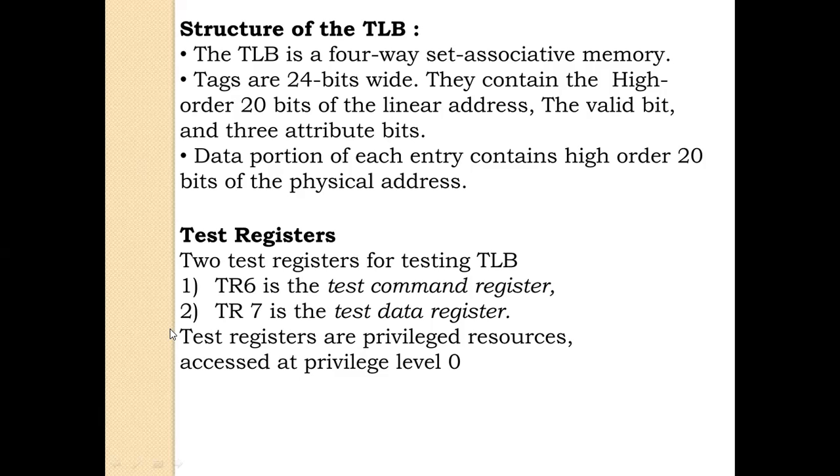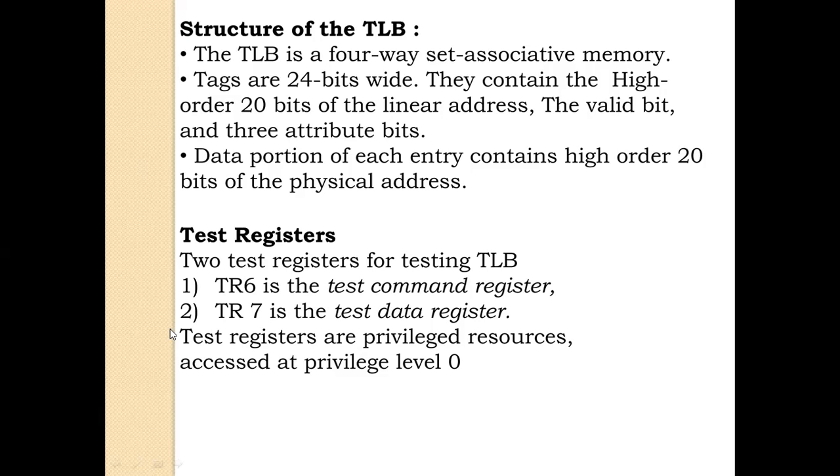The TLB is a four-way set associative memory. Data portion of each entry contains the high order 20 bits of the physical addresses. Test registers: there are two test registers for testing the translation lookaside buffer, TLB. These are TR6 and TR7. These are the two registers for testing the TLB.